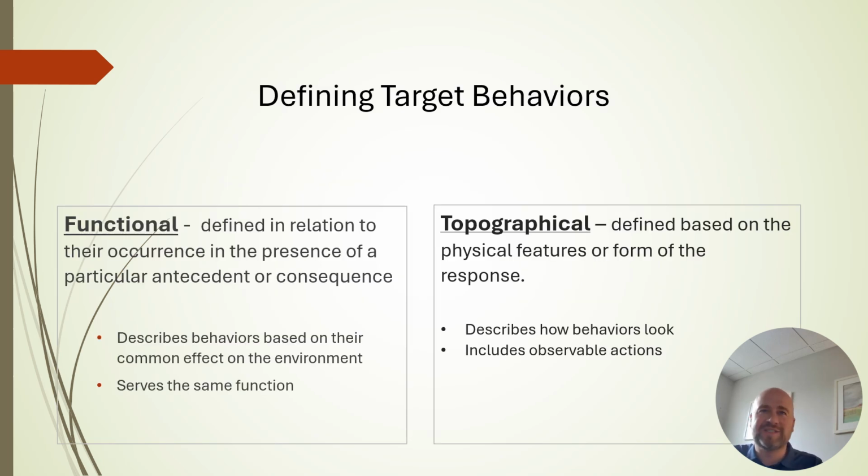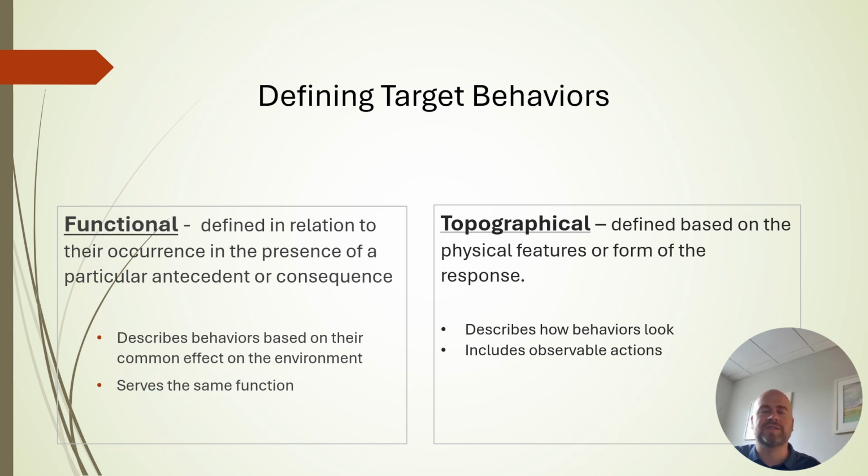So there's two ways to write a target behavior definition, a functional and a topographical. And functional is defined in relation to their occurrence in the presence of a particular antecedent or consequence. We're going to take a look at some examples of this in one moment. It describes behavior based on the common effects on the environment. And we might have multiple behaviors that serve the same function. So a functional definition might be more appropriate in those cases.